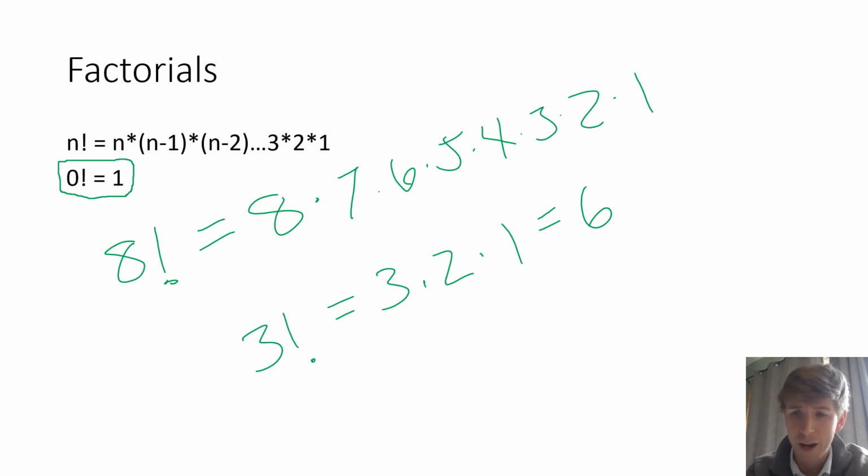They have a lot of important usages in these combination problems. We saw in the last problem that 8 factorial was 40,320. So they get very big very quickly.